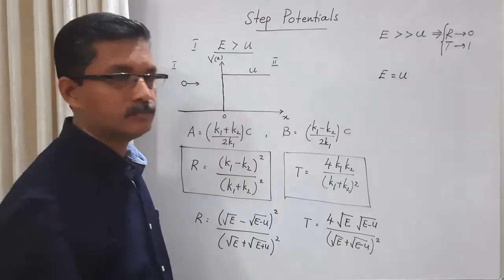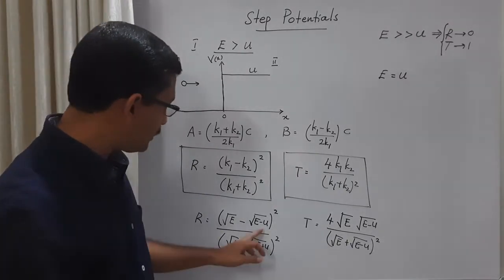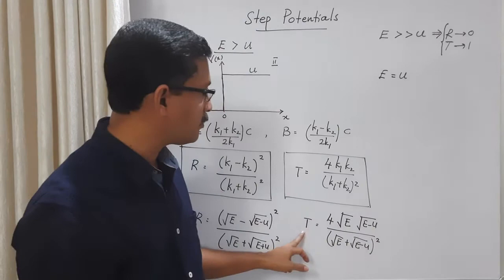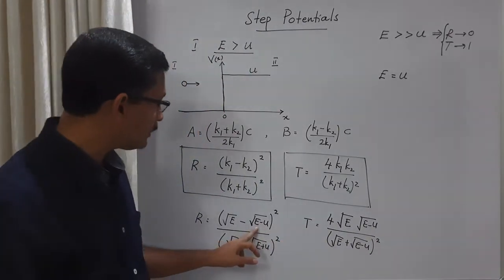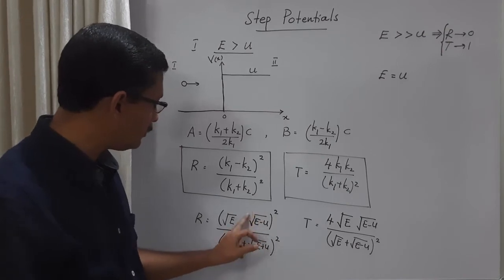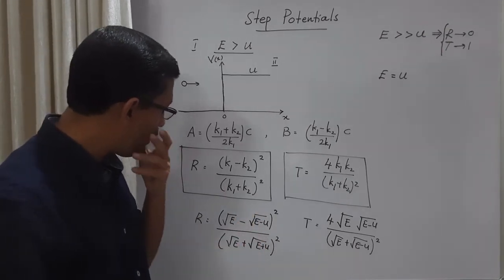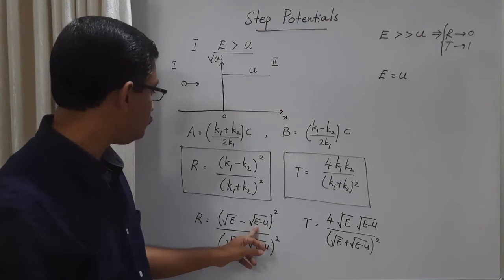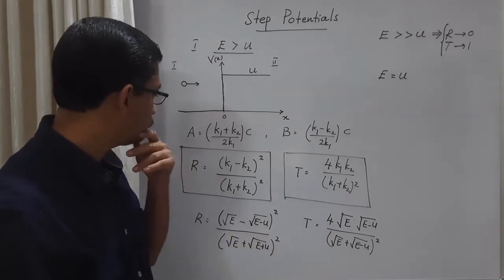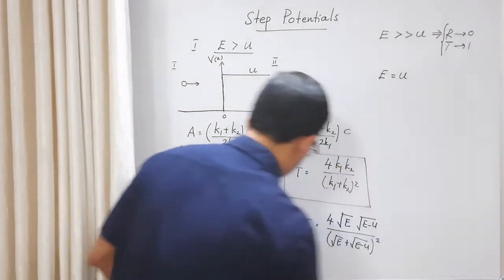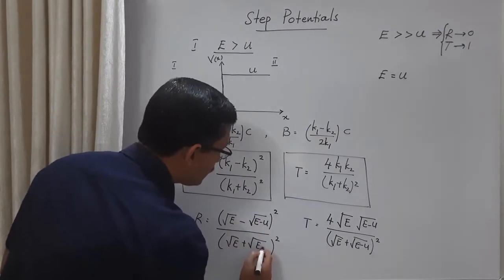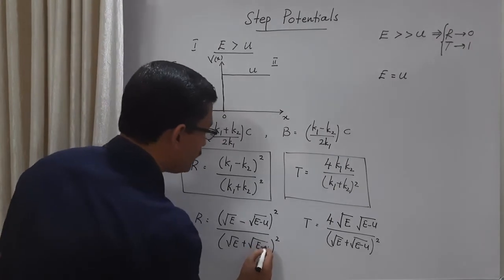Now let us consider a situation when energy is exactly equal to U. Then what happens? When E is exactly equal to U, immediately you can see that the numerator of transmission probability is 0. And here when E is exactly equal to U, this term will be 0. Here I have to put E minus U. I'm sorry, there is an error here. k2 contains root (E minus U), right? So this is root (E minus U).